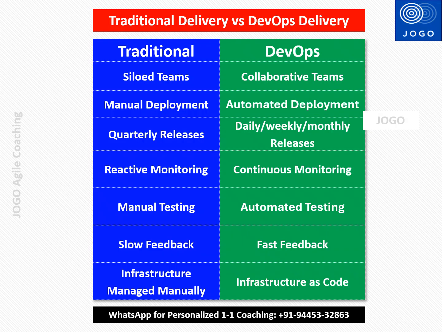When it comes to traditional delivery, infrastructure will be managed manually. So providing the infrastructure, tools, and the installation, everything will be done manually by the team. But when we go for DevOps, infrastructure as code, the entire infrastructure will be given in one shot by having the pre-script or having all the pre-installed packages. So within a few minutes, a new system will be given to the developers. It's like a VM or the cloud infrastructure. So these are all the key differences between traditional delivery and DevOps delivery.